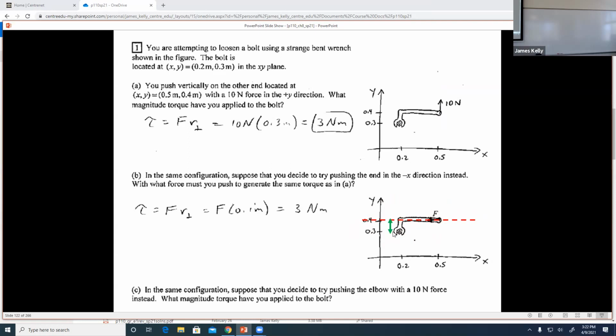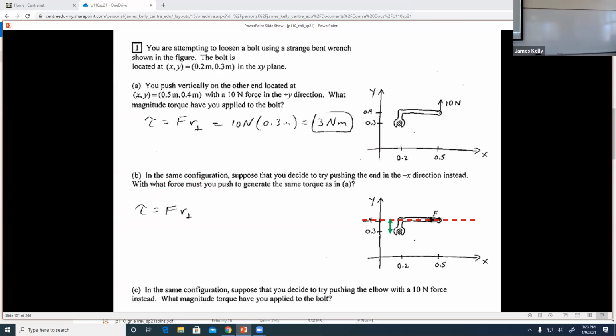I didn't read the question here. In the same configuration, suppose you decide to try pushing the end in the minus x direction as shown. It sort of feels like you'd have to push harder. And in fact, we will have to push harder. So with what force must you push to generate the same torque as in A? I want this torque to end up being 3 Newton meters. And the question is, what F do I need to do that?